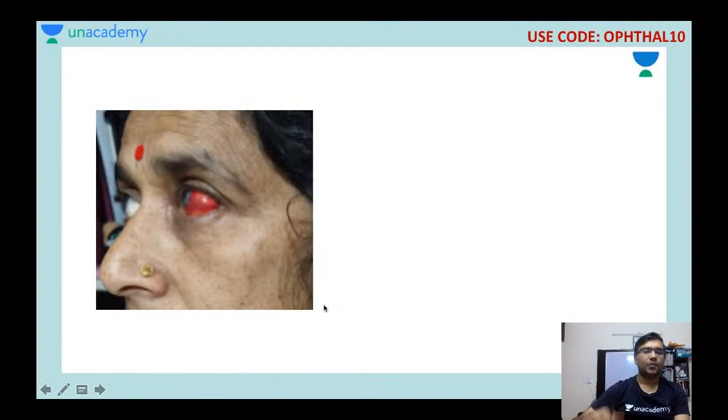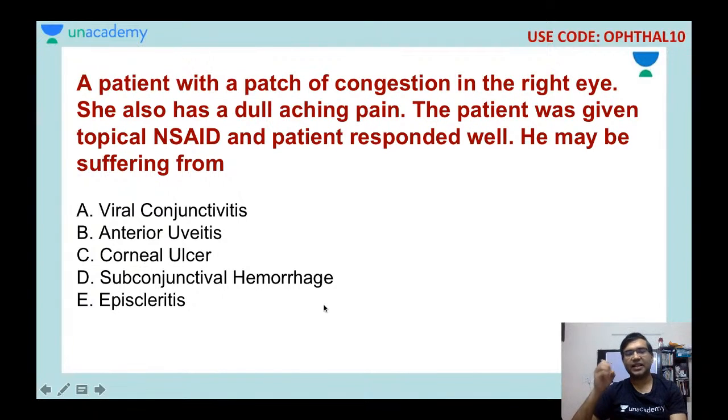Okay, chal. Then we have the next question like this. A patient with a patch of congestion in the right eye. She also has a dull aching pain. The patient was given topical non-steroidal anti-inflammatory drugs and patient responded well. He may be suffering from viral conjunctivitis, anterior uveitis, corneal ulcer, subconjunctival hemorrhage or episcleritis. Try to answer.